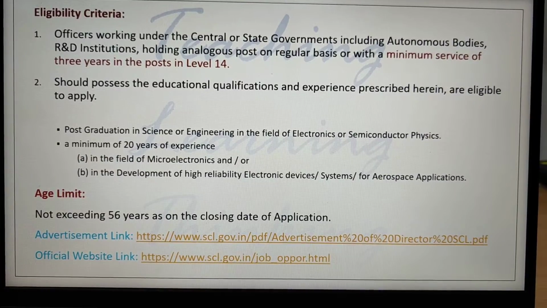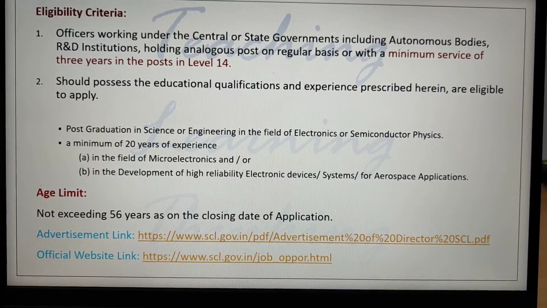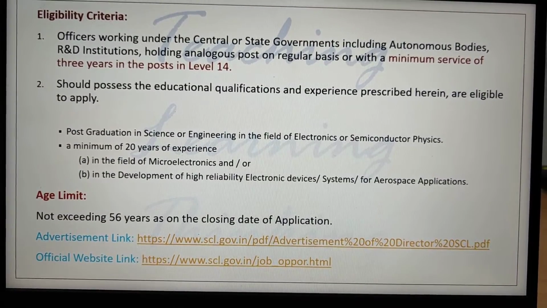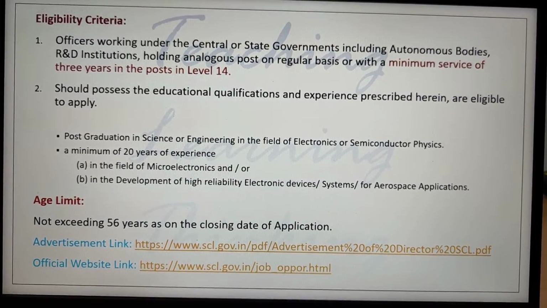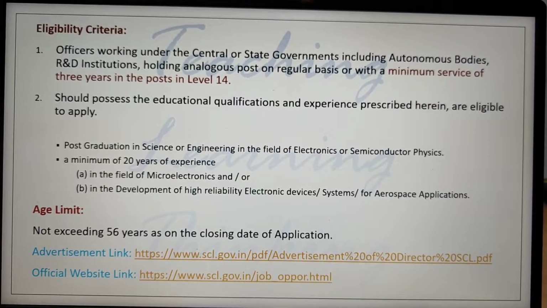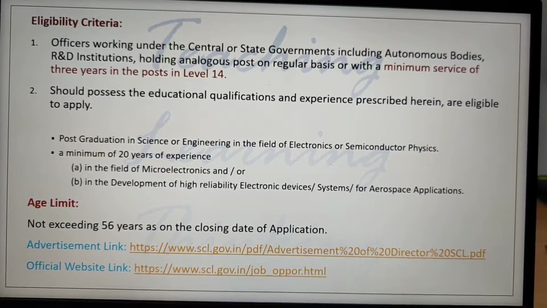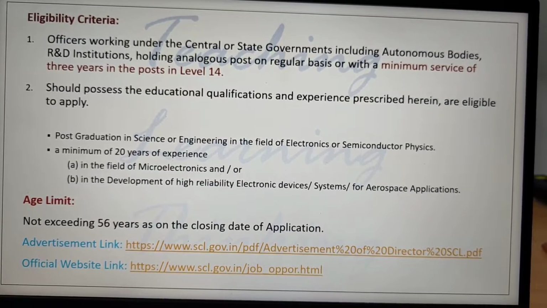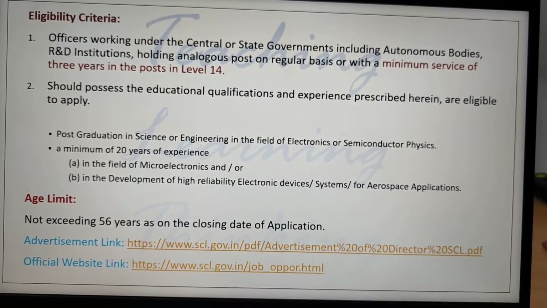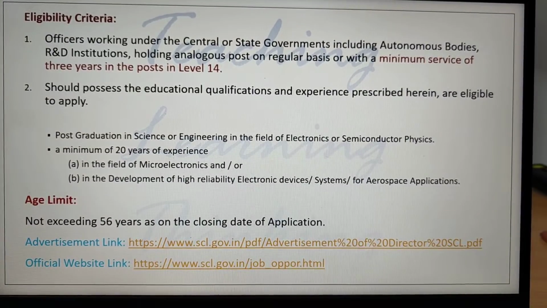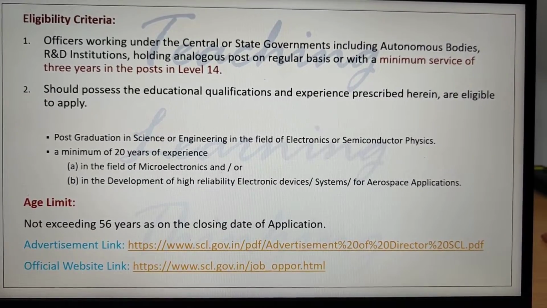I will be giving the advertisement link and the official website for this particular opportunity from SCL in the description of the video, and you can get the other details involved in this opportunity from the site itself. So try to apply for this post before 8th September 2022. 8th is the last date.